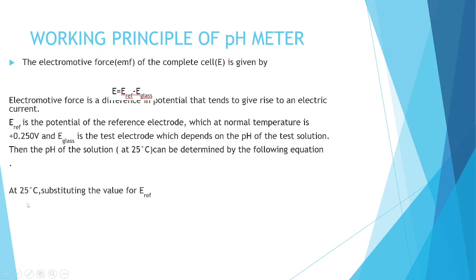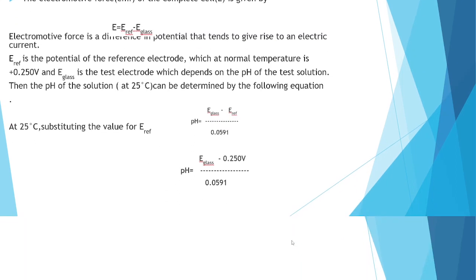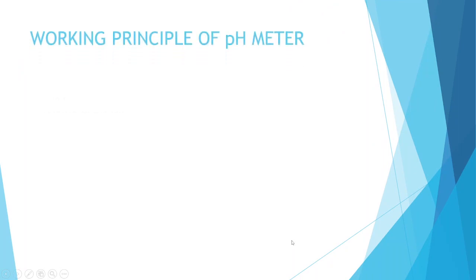Then the pH of the solution at 25 degrees can be determined by the following equation. At 25 degrees centigrade, substituting the value for E reference, we will get pH is equal to E of glass minus 0.250 volts divided by 0.591 volts. And this equation will give pH of the unknown solution.